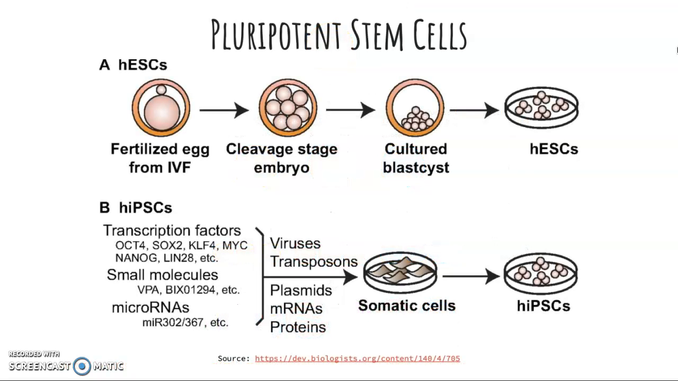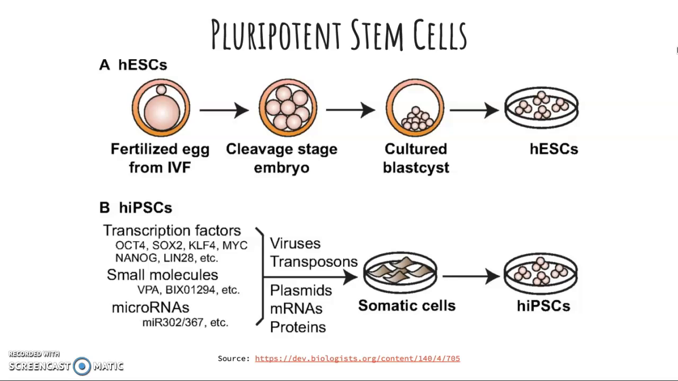Now, let's circle back a bit, and I'll tell you a little more about pluripotent stem cells. There are two types of pluripotent stem cells: embryonic stem cells and induced pluripotent stem cells. Embryonic stem cells are abbreviated as ESCs or HESCs, while induced pluripotent stem cells are abbreviated as iPSCs or HiPSCs.